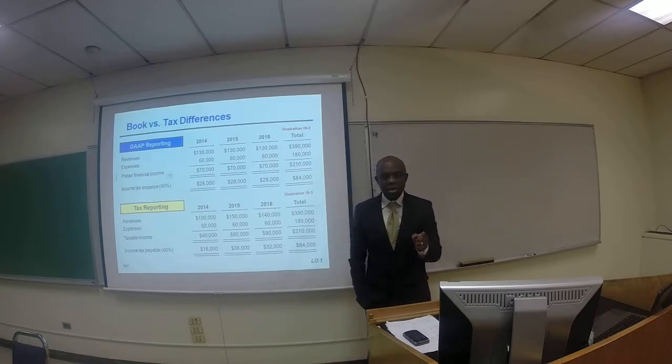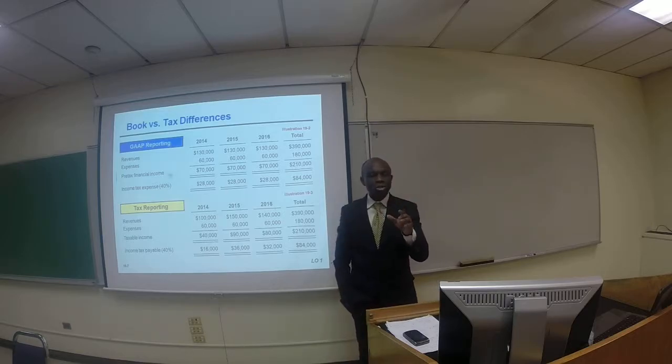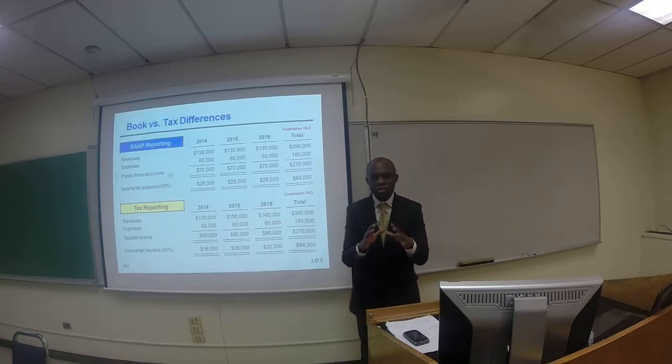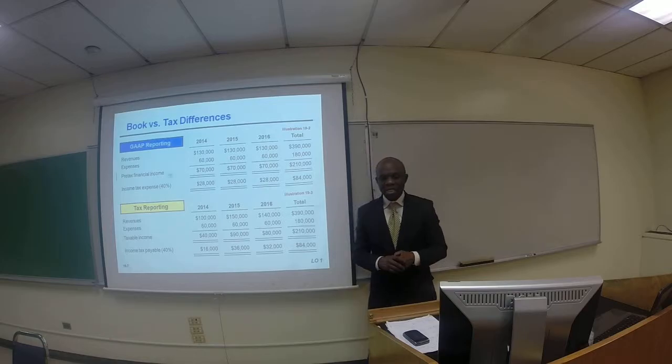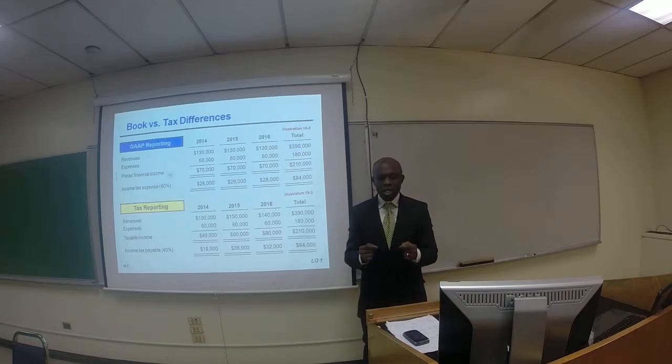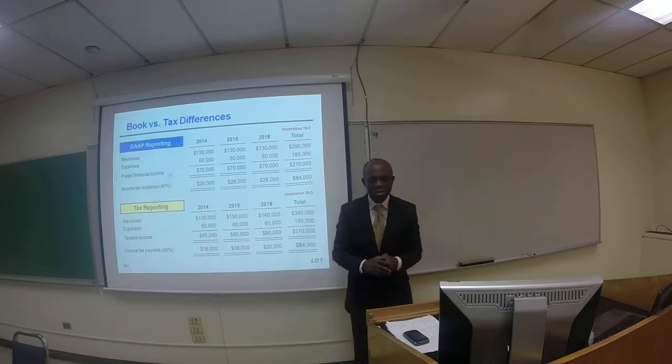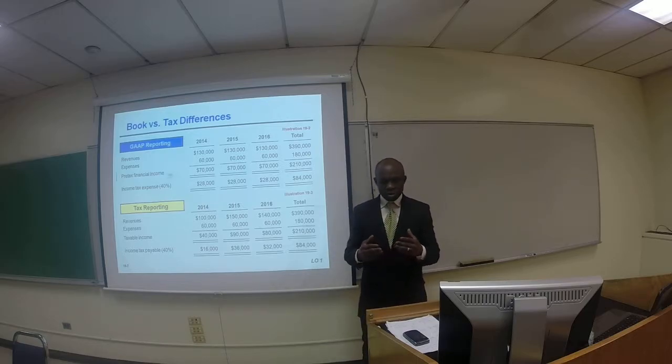So the taxable income here is 40,000 for 2014. Again, I want to remind you of this. This is very important in terms of the difference in terminology. The difference between revenue and expenses, we call it pre-tax financial income. For tax purposes, we call it taxable income. So the taxable income is 40. The pre-tax financial income for 2014 is 70. So 40% of 70 is 28,000.